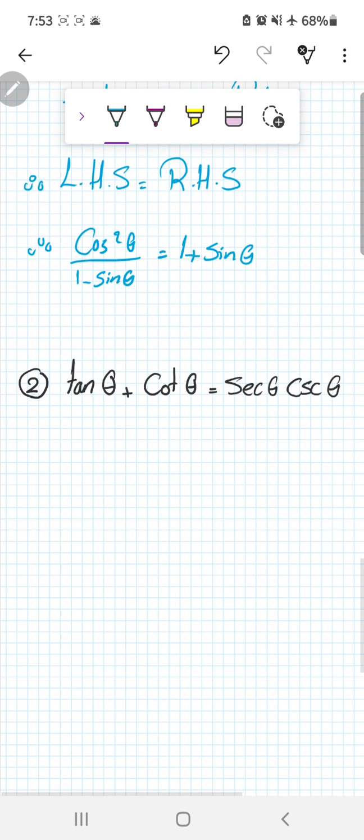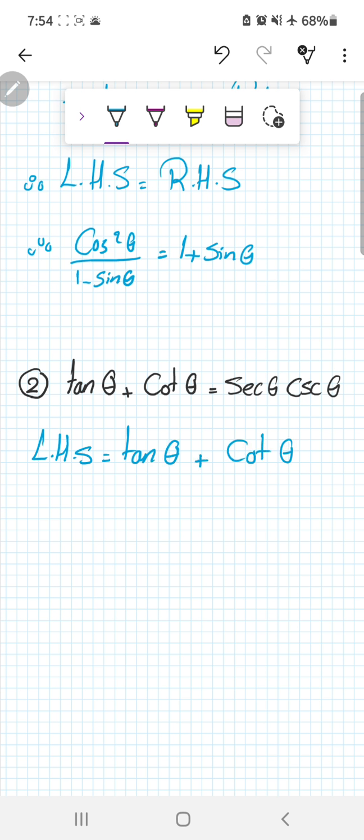Number 2. Prove that tan theta plus cotan theta equals sec theta cosec theta. Okay, first, as we said, take the left hand side, which is tan theta plus cotan theta. What about the required sec and cosec? So remove tan theta and write sine theta over cosine theta. We said before tan equals sine over cosine. What about cotan? Cotan is the reciprocal, so it will be cosine over sine.